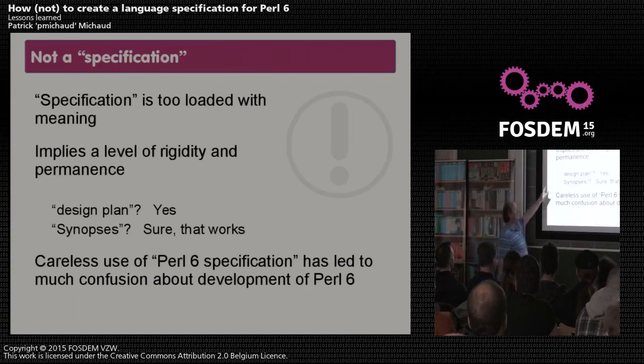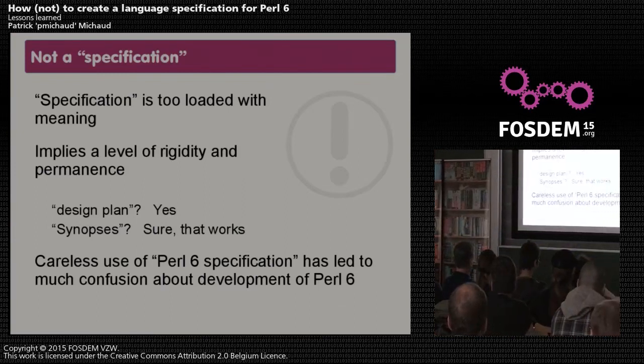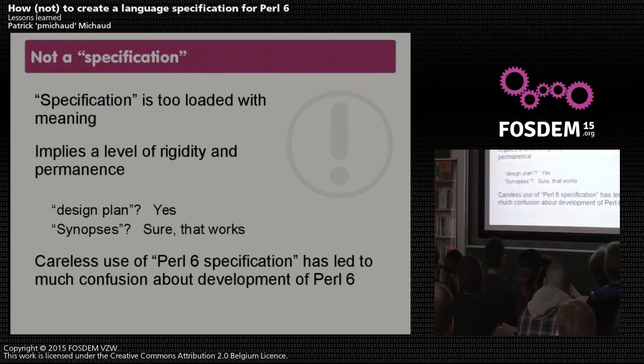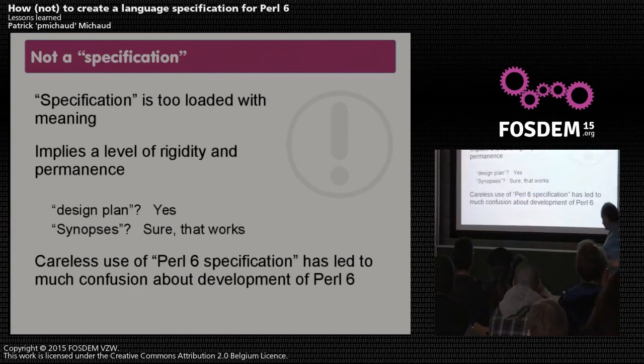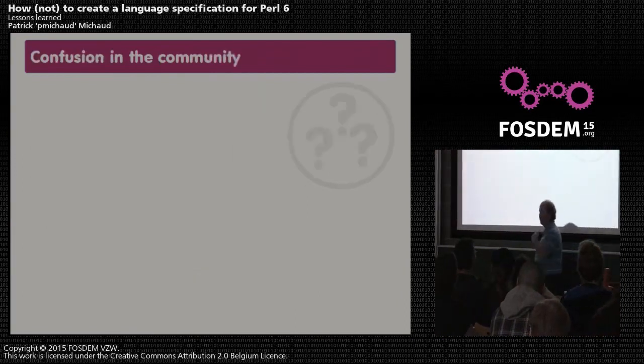So can we have a design plan? Sure. Can we call them synopses? Yes, that would be fine. But by saying that we would start with a specification, that has led to a lot of confusion about how Perl 6 would develop and how it should be developed. So this next slide is a summary of quotes that I've had to deal with over 10 years of working with Perl 6 that really illustrate part of the confusion.